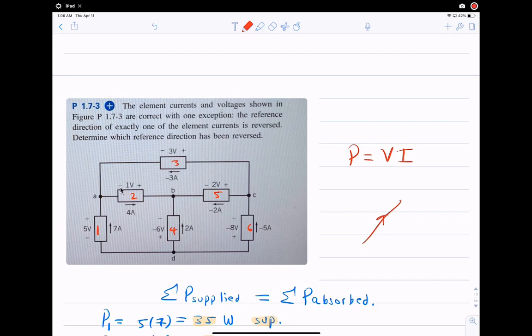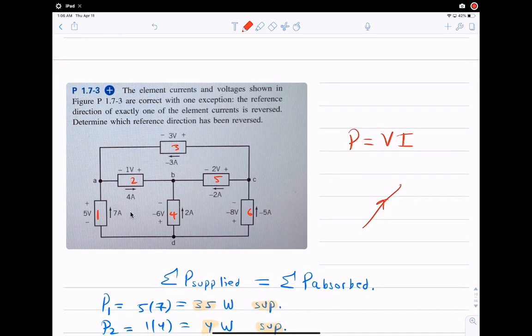The second one, 1 times 4. This is not a sign, remember. This is a polarity. So 1 times 4, it's 4 watt, which is from a low to a high, also supply.